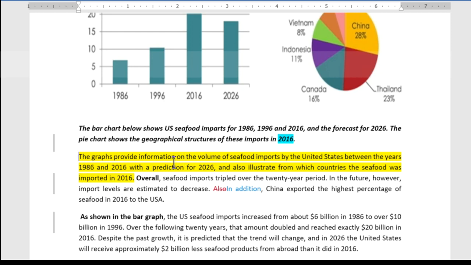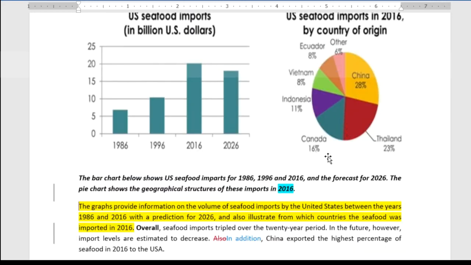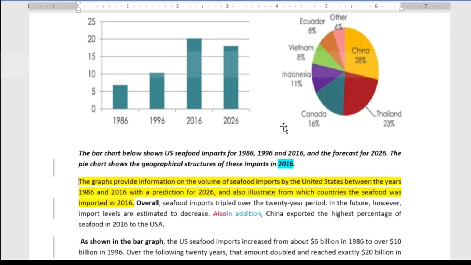Forecast has been changed to prediction. That's good. Shows to illustrate. Geographical structures, the countries. Always just check they are countries. Yes, these are countries. Sometimes they'll put areas. So if you see East Asia, you can't say countries then, but that's not here. So it's accurate. That's the other thing. It's got to be accurate.